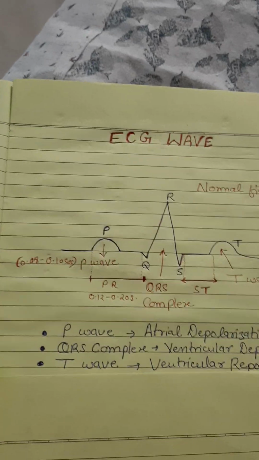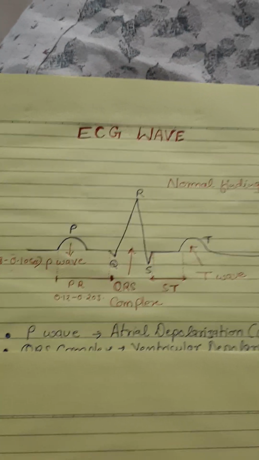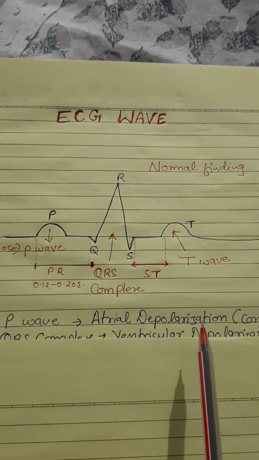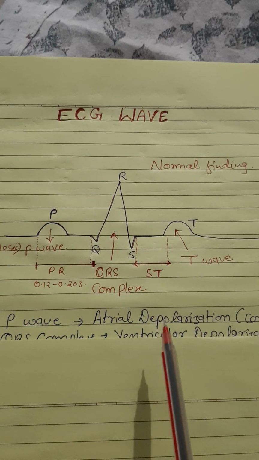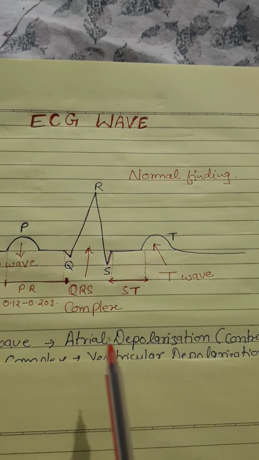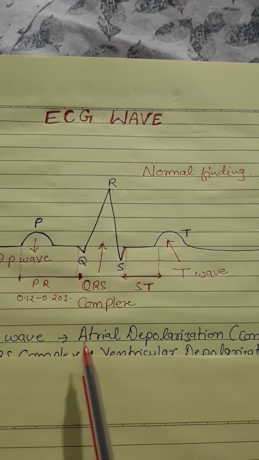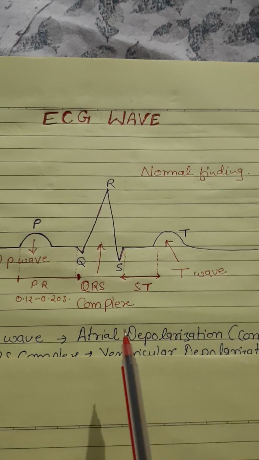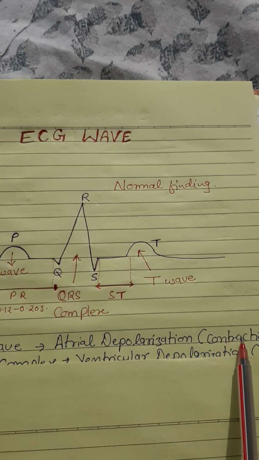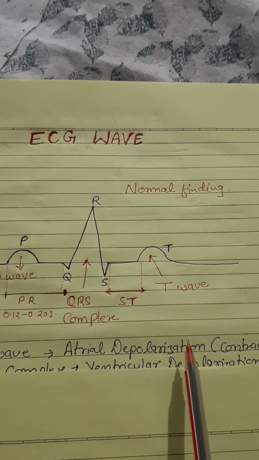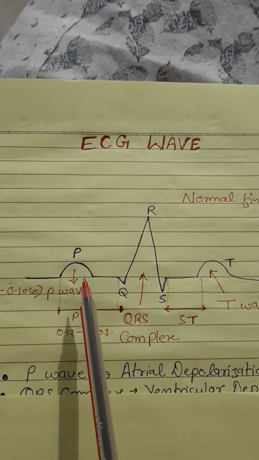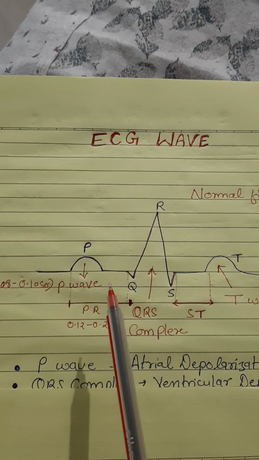We can see here the P wave. It shows atrial depolarization. Atrial depolarization means when the atria contract. When the blood comes into the atria and has to be pushed into the ventricles, the atria have to contract. So when the atria contract, it is atrial depolarization, and when atrial depolarization occurs, it shows as the P wave in the ECG.